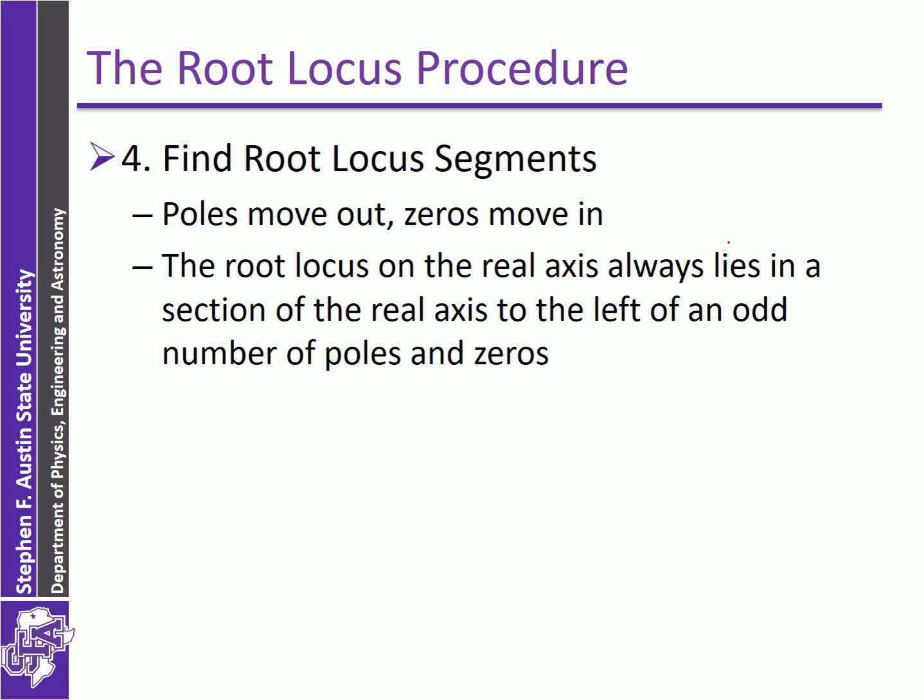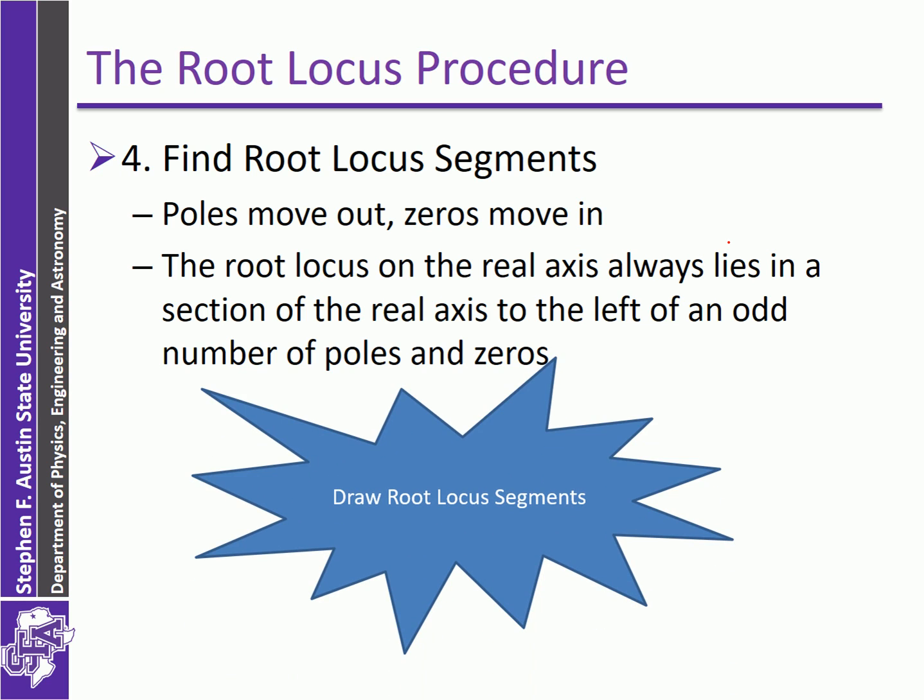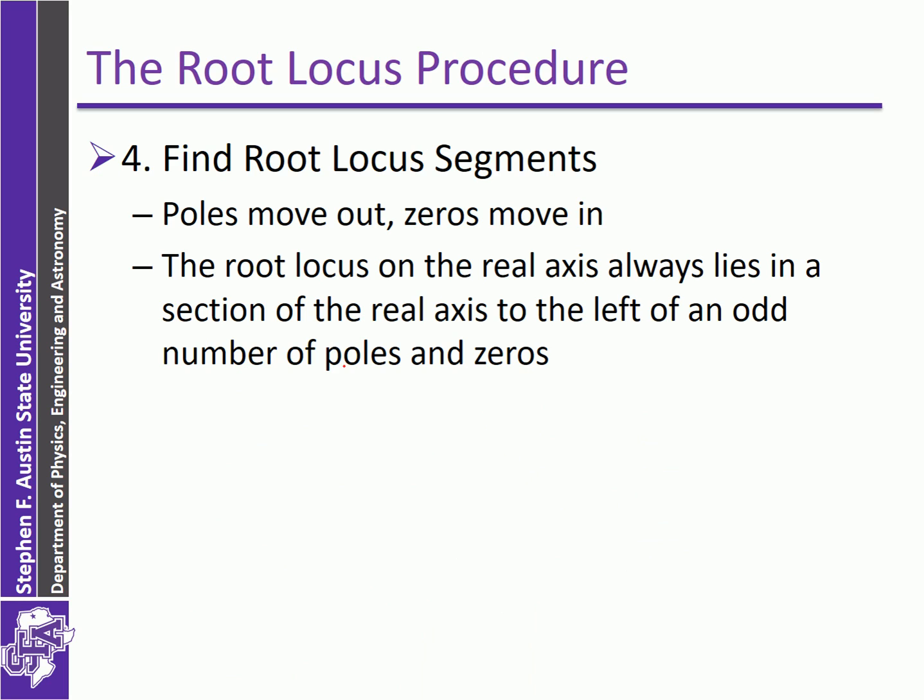Okay? So what's going to happen is the root locus on a real axis always lies on a section of the real axis to the left of an odd number of poles and zeros. That sounded really weird, right? So let me show you what I mean. Let's just make sure. So we need to draw the root locus segment. So let me just give you the same drawing here.